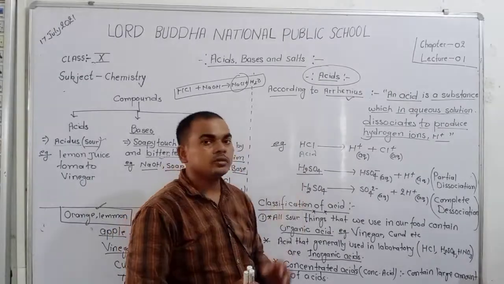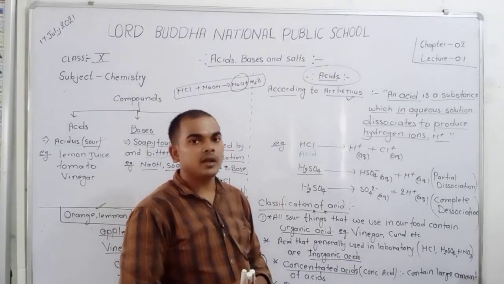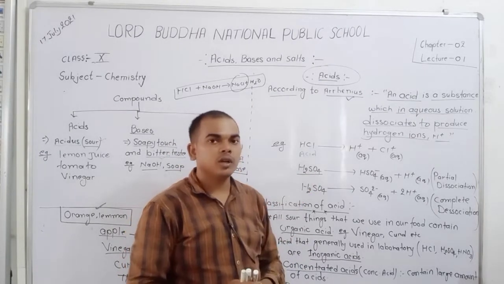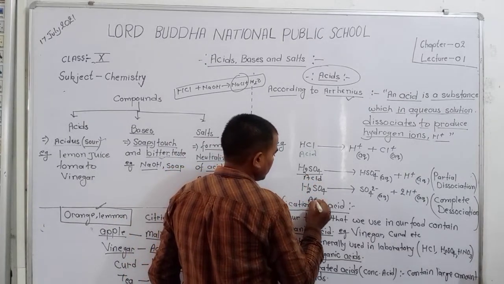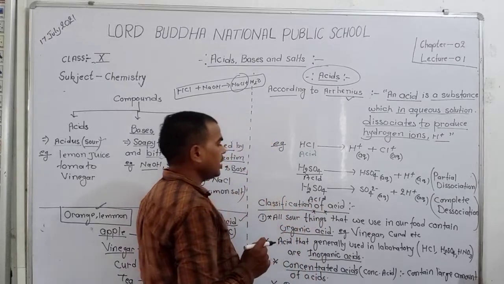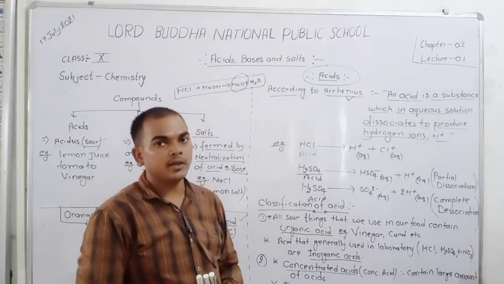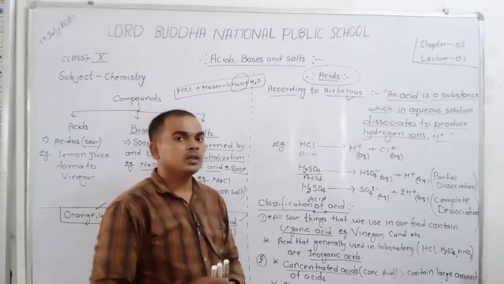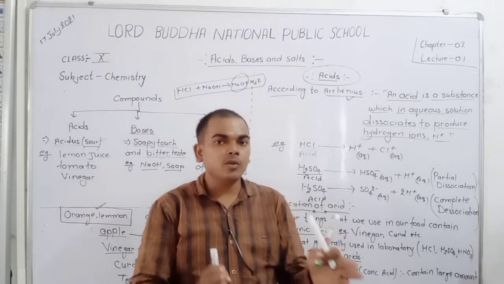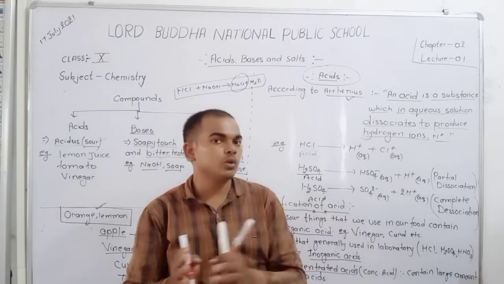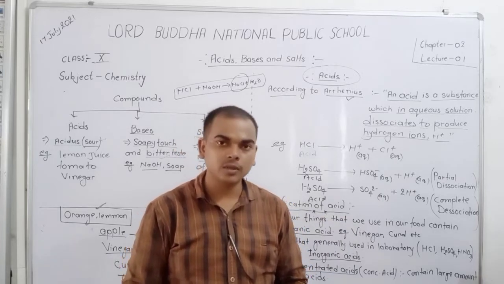But in both, in water they produce H plus ion, so both are called acid. The name of this acid is sulfuric acid. The name of HCl is hydrochloric acid. Dear student, I think you understand that all acid in water, means in aqueous solution, dissociate into H plus ion according to Arrhenius concept. Okay, student.